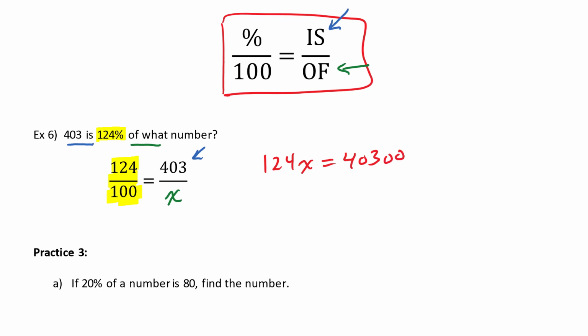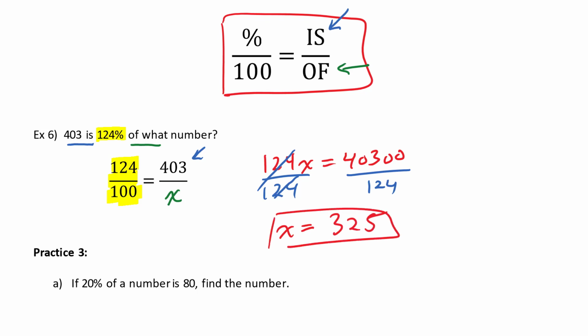Divide both sides by 124 to isolate that on its own. X is equal to 325. And you can always double check that. 403 divided by 325. When you work that out, you should get 1.24 in your calculator, which stands for 124%.